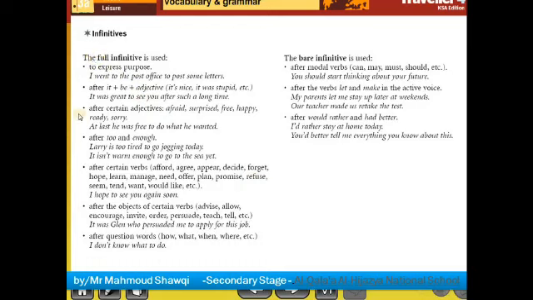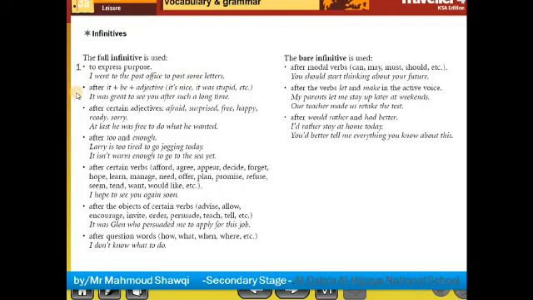Okay, let's see. There are 7 cases where we use the full infinitive. The first one, to express purpose. I went to the post office. Why? To post some letters. I went to the post office to post some letters. I went to the supermarket to buy some bread.